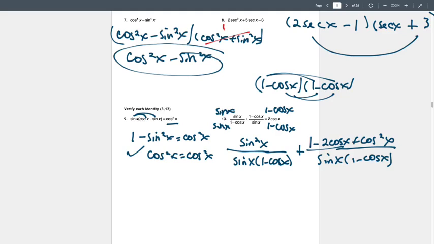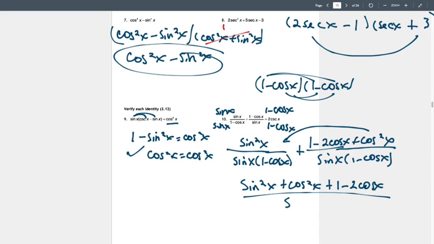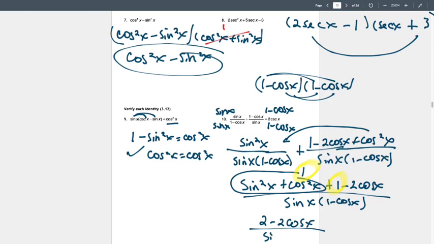Okay. So now that I have a common denominator, I can add the numerators. So I'm going to kind of reorder the top there to kind of show you. I'm going to move this one right next to that one, and then plus 1 minus 2 cosine x, all over that common denominator. This is the same thing as 1, and when you combine this one with this one, you get 2. So you'll have 2 minus 2 cosine x over sine x times 1 minus cosine x. Factor out the 2 on top.